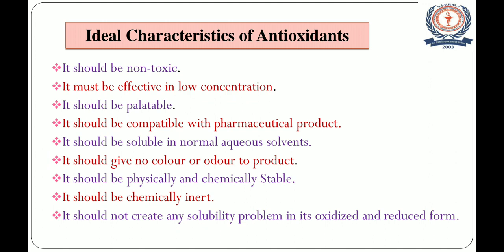Now let us discuss the ideal characteristics of antioxidants. How an antioxidant agent should be. It should be non-toxic. It must be effective in low concentration. It should be palatable, as so many drug substances or dosage forms are to be administered orally. In that case, an antioxidant is needed. That's why the antioxidant should be palatable. It should be compatible with pharmaceutical products. Compatibility means what? This antioxidant should not react physically, chemically or therapeutically with the drug substance.